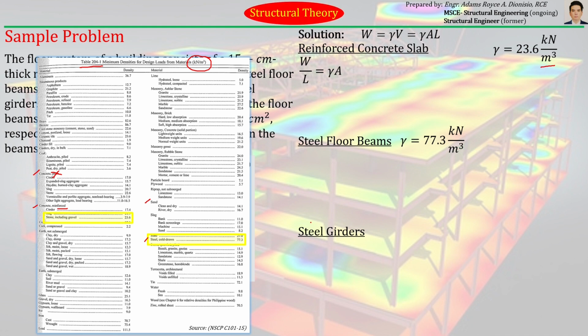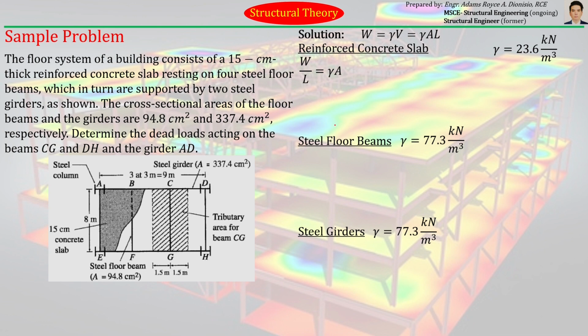Okay, and then the next one is the steel girder. So it is still steel. So same same unit weight lang, 77.3 kilonewton per cubic meter. Okay, so we already found the corresponding unit weights of each of the materials included in the problem. So it's now time to get the corresponding dead load coming from each of the materials. Okay, so let's start with the reinforced concrete slab.